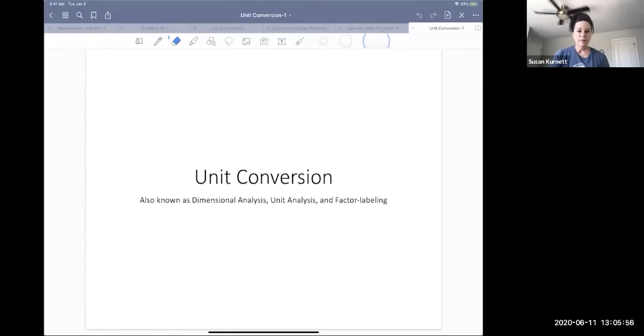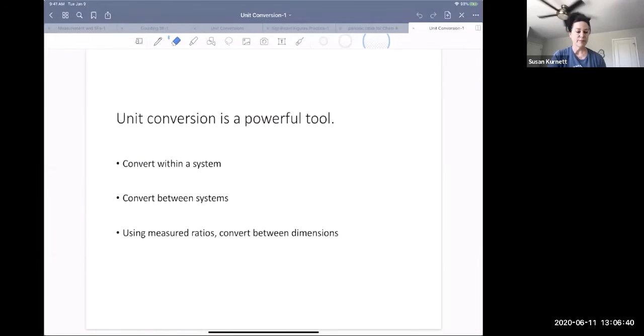Okay, so unit conversions are also known as dimensional analysis or unit analysis or factor labeling, but your author calls them unit conversions, so that's the title I'm going to use here. It's a super powerful tool, and it helps us convert within a system. Within a system means we're either working in English or metric, and so I'm going to talk now about working maybe within the English system, and maybe we're talking about a dimension of length.